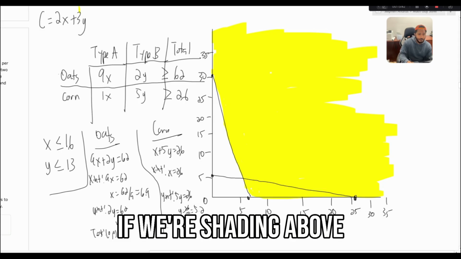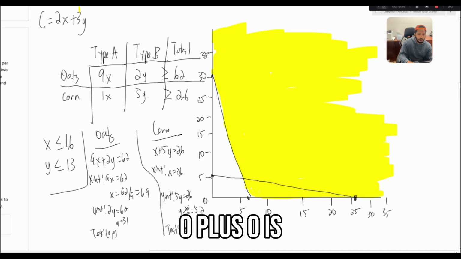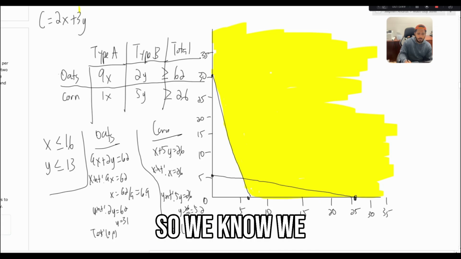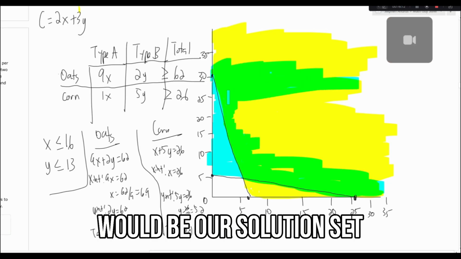Now we need to test to see if we're shading above this line or below this line. If we test 0, 0, 0 plus 0 is not bigger than 26, so we shade away from the origin, in other words, above this line. We see where they overlap, which is this green portion, and that is our solution set.